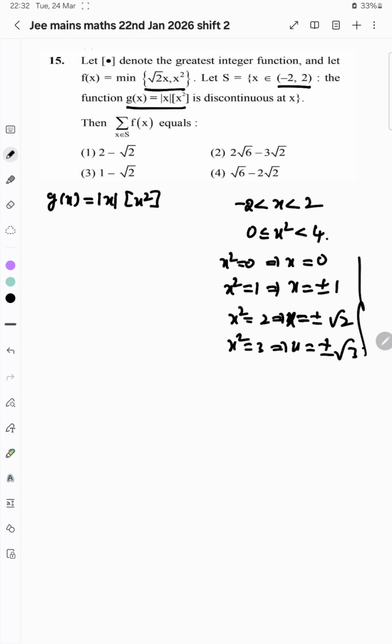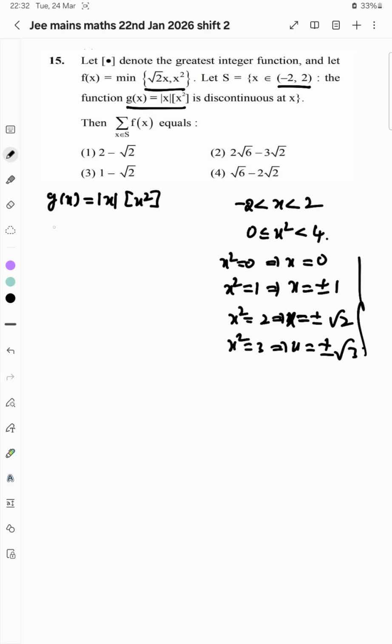Why do we have to check at all these points? Because mod x we know is a continuous function, but step x square is a discontinuous function only at integers. The product of a continuous and a discontinuous function may or may not be continuous. That's why we have to check at every point.